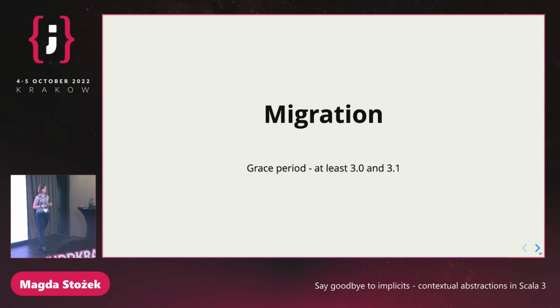In Scala 3, we will have a grace period. So at least for 3.0 and 3.1, both will be supported. So for example, if your library has already migrated and it uses the given and using pair, your code can still use implicits, and it will just be translated to one another without a problem. So they can be used interchangeably also in your code. And also you can migrate first and use a library which was prepared for Scala 2 or is still using implicits. That's fine.